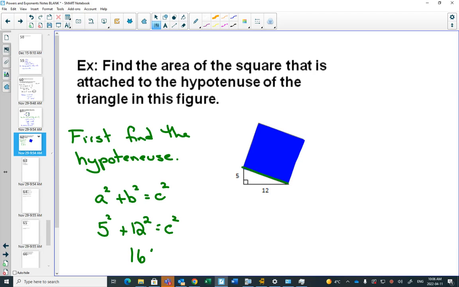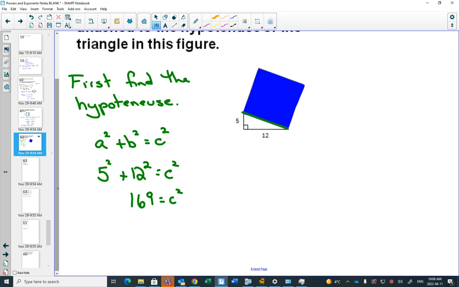25 plus 144 is 169. And then how would you get c by itself? How do you get rid of a squared? The opposite of squaring is square rooting. So you square root both sides, and we get c is equal to 13.